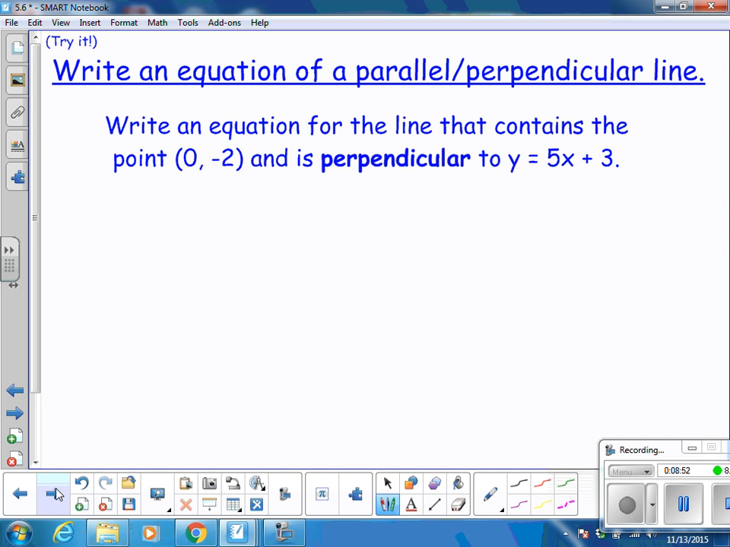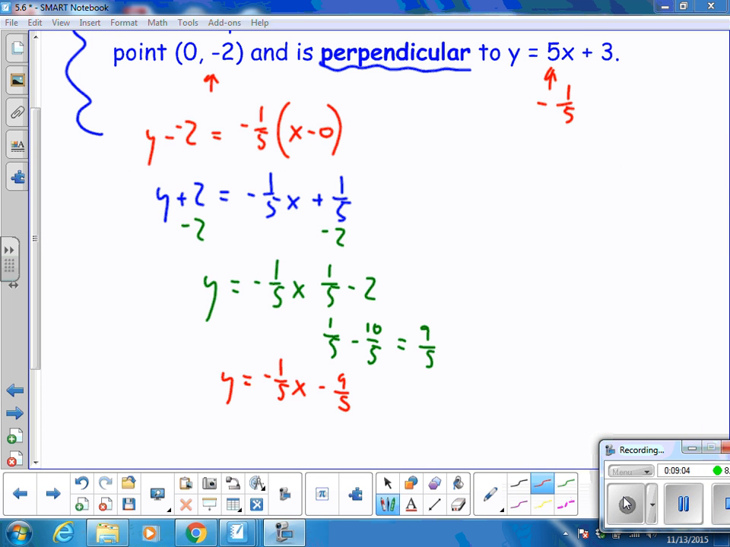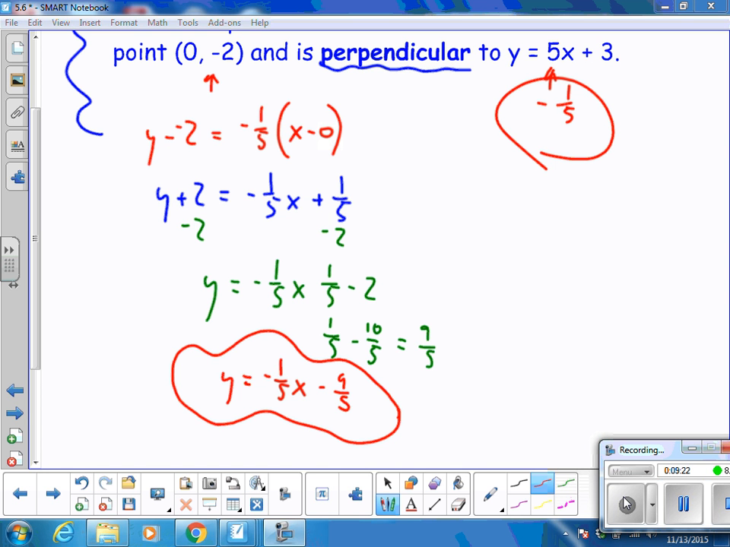Fantastic. Yes, you get to try it. Press pause. See if you can come up with a line that's perpendicular. All right, if these are going to be perpendicular, then I needed to use the reciprocal on the opposite slope, -1/5. I used my point slope form, plugged it all the way in, and I found my equation. Y equals -1/5 x minus 9/5.